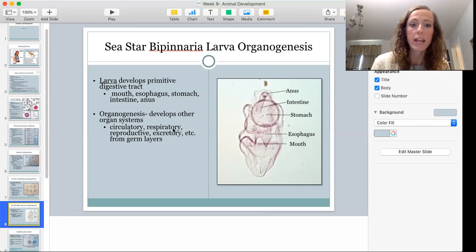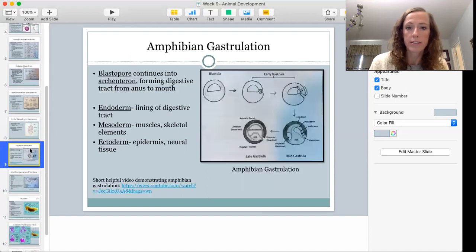Okay, and now it will go on to further develop additional organ systems. Of course, it needs to have a respiratory system, a circulatory system, reproductive system. All of that is going to take place in organogenesis. Okay. So let's move to our next slide.